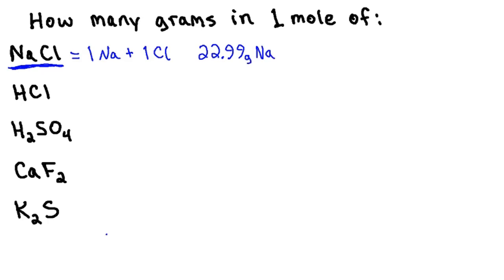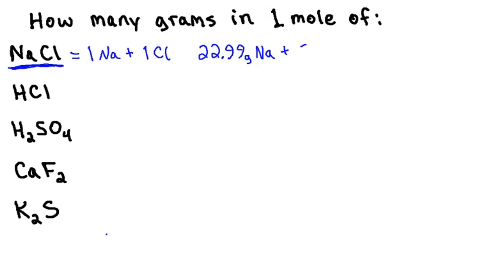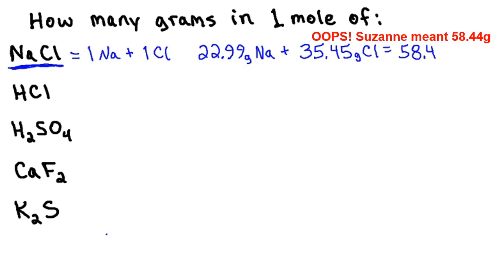grams of sodium plus, let's go back to the periodic table. Here's chlorine over here. Chlorine's atomic mass unit is 35.45. So if we just turn that into grams, 35.45 grams of chlorine, and we add those together, the 22.99 grams of sodium plus the 35.45 grams of chlorine is going to equal 58.49 grams. So 58.49 grams of sodium chloride is going to equal 1 mole of sodium chloride.